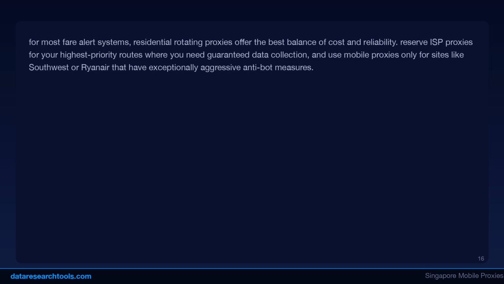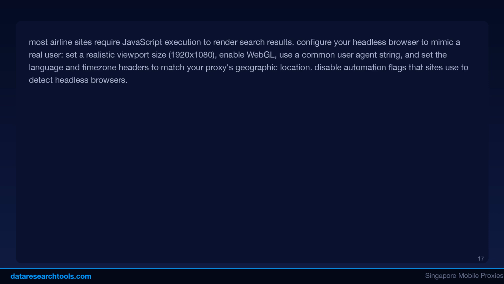Minimize the number of requests per route check by structuring your queries efficiently. Instead of searching one date at a time, use flexible date search features when available. Many OTAs let you search a date range and return the cheapest fare for each day. This gives you 30 data points from a single request instead of 30 separate searches.